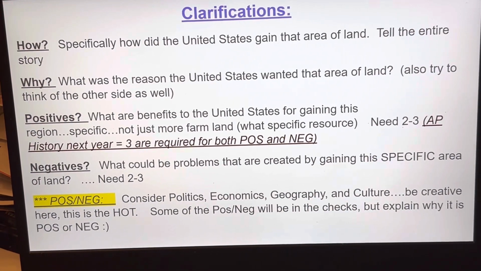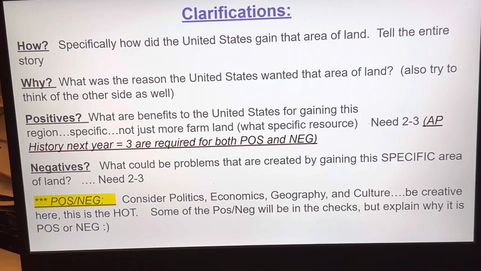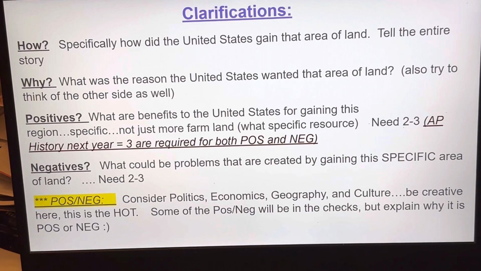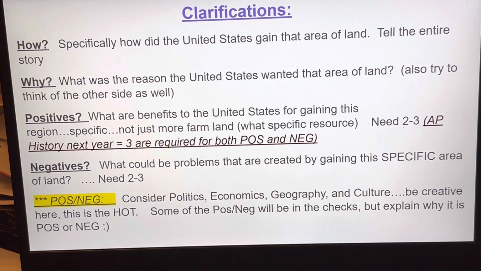So when I say how, I want you to tell me specifically how we got that area of land. Okay, use the facts from what you're researching. The why, you're focused on why the U.S. wanted it. Okay, you can also think of the other side, why the other area gave it to us. Sometimes that may not have been a simple reason. You're allowed to put why people went there, but it's more why did we want that area of land in the first place?